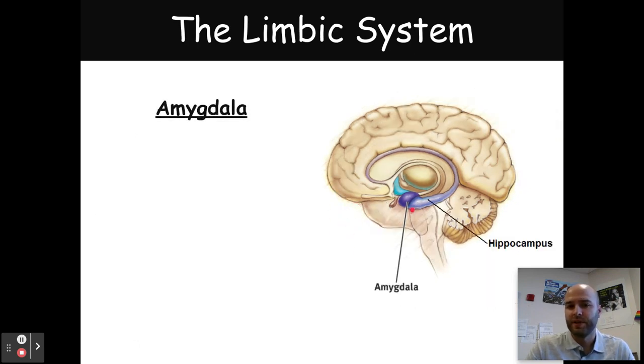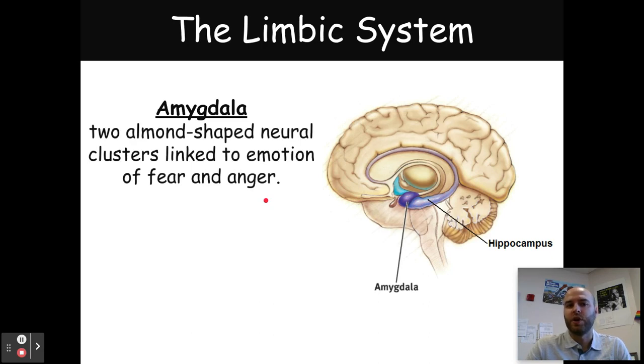First up, you have the amygdala, which is this little blue bulb-looking structure here on the tip of the hippocampus. It's two almond-shaped neural clusters linked to emotion of fear and anger, right? We have one on each side, our left and right hemisphere. And like it says, it regulates our emotions of fear and anger. So when we talk about the fight or flight with our sympathetic nervous system, the amygdala is often involved in that, especially if we get scared, we're ready to flee, or we're in an anger situation where we need to fight something off. The amygdala is heavily involved in that.